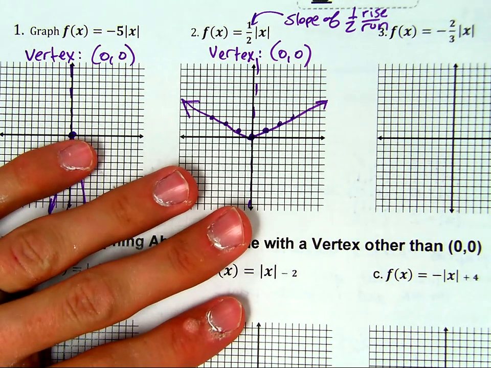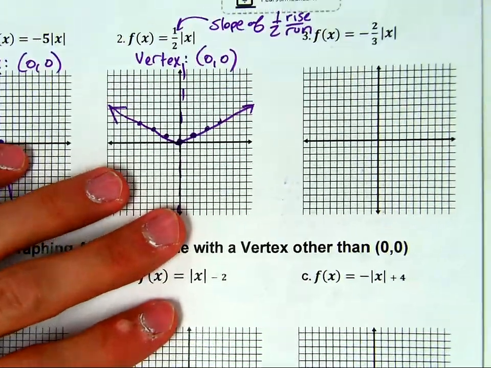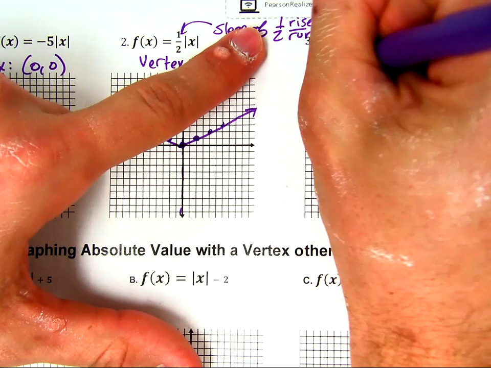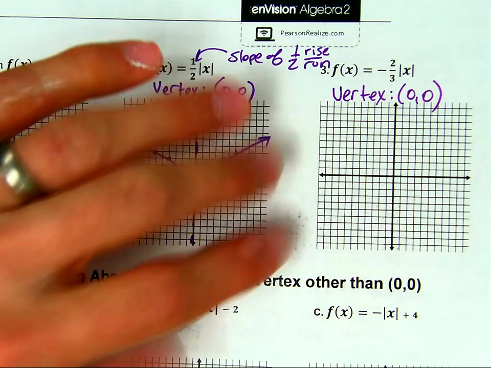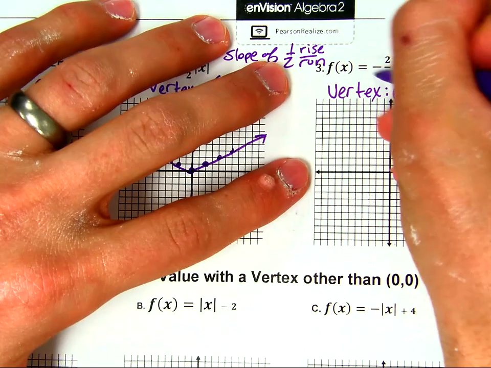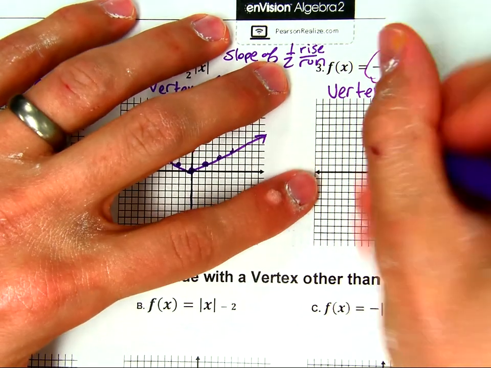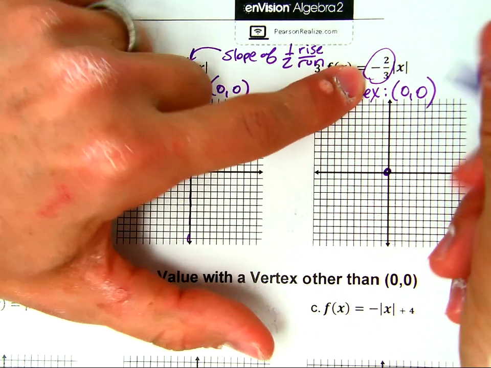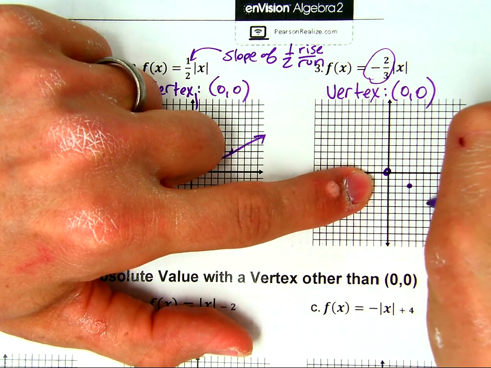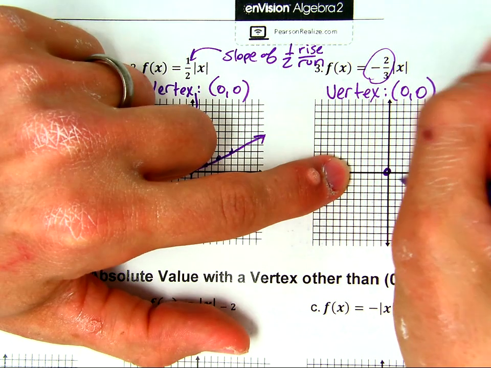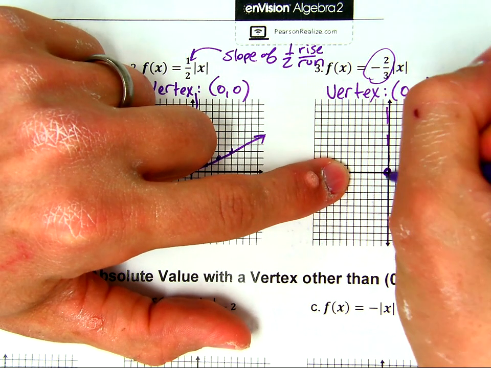Let's take a look at one more. So this one once again has a vertex of 0, 0, and my slope from that point is a negative 2/3. So we're going to go down 2, right 3. And then we can reflect those across the axis of symmetry.